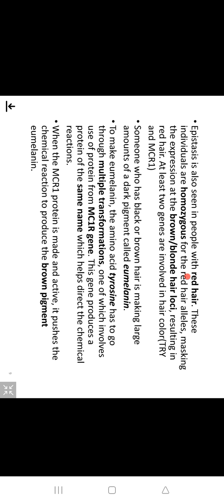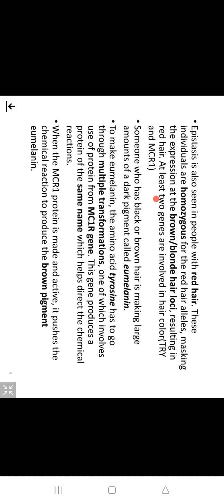So we are saying that for you to have red hair, you have to have both alleles for red hair in their homozygous recessive state. When they're in that state, they mask the expression of the brown color. So we have another hair color, which is brown. It is masked when you have the homozygous recessive alleles of the red hair, so you will not express the brown color. So definitely you'll have red hair.